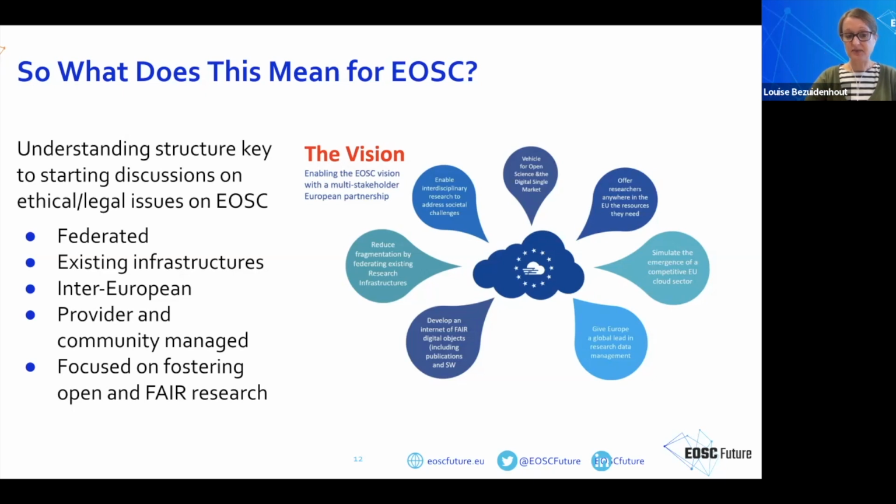It is inter-European by intention, and it is provider and community managed. So there's a lot of engagement with researchers to design EOSC in a way that makes sense for them and what they'd like to see research looking like in the future. And key to EOSC as well is the fact that it's fostering open and FAIR research. So it is open and FAIR by design.